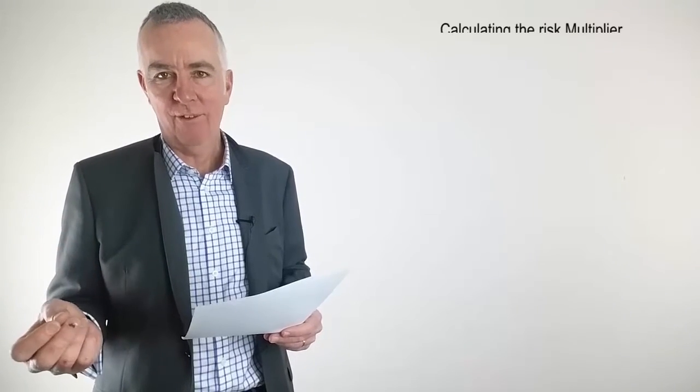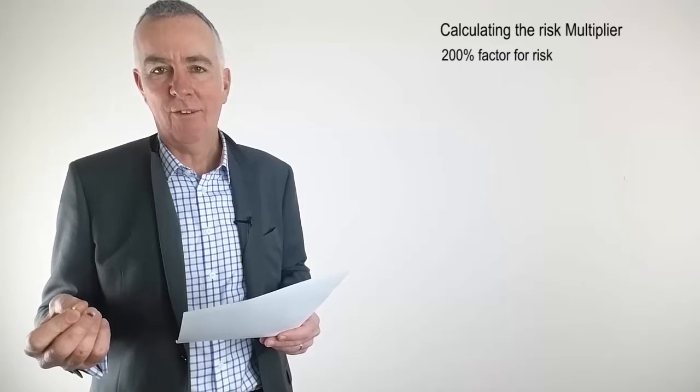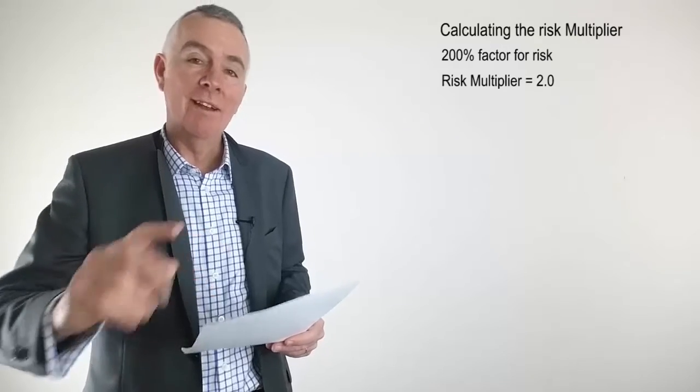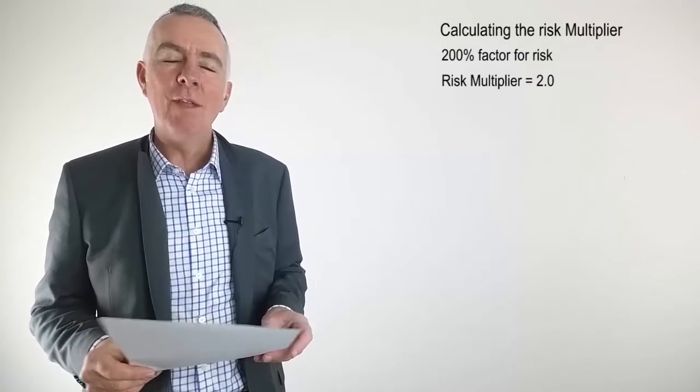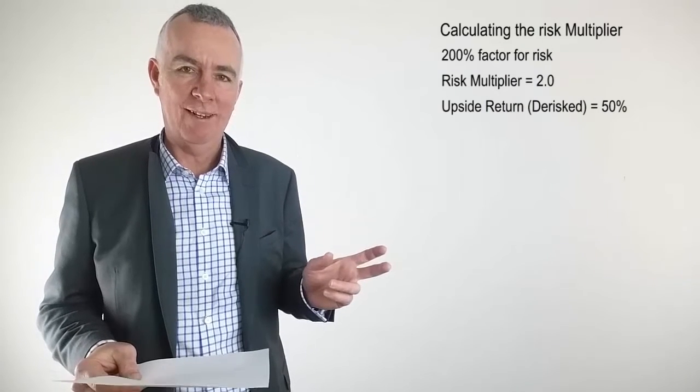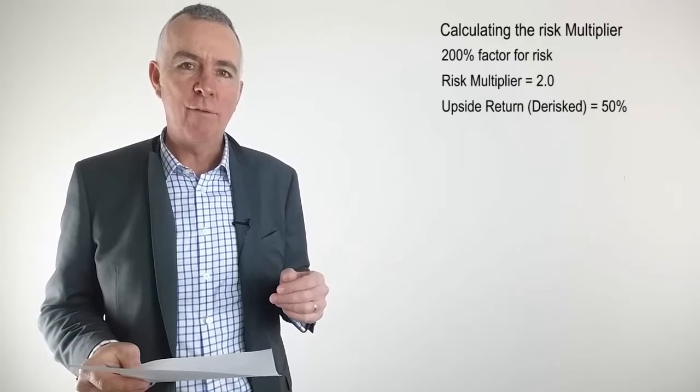Aggregate of all of that is a 200% factor for risk. So you already need 2x just to cover the risks, the downsides. Now let's go upside. And on the upside, we need another factor. In this case, it's a totally de-risked factor. So let's give it another 50%.